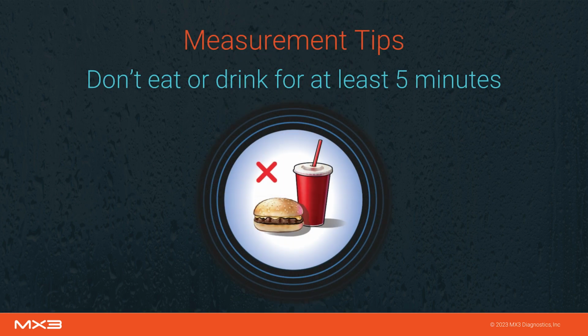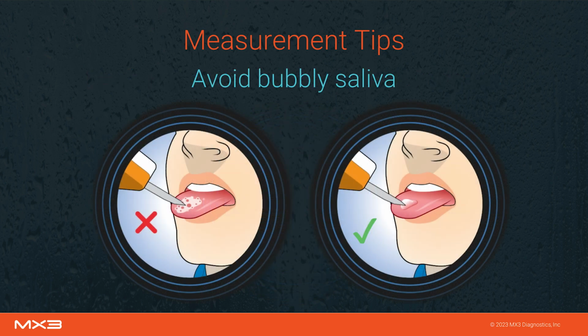There are a few important things to note before taking a measurement. Firstly, a user should not eat or drink for at least 5 minutes before being measured, as this may interfere with the measurement result. Secondly, when collecting the saliva sample, avoid bubbly areas of saliva or dry areas of the tongue. If there are no clear areas of saliva, ask the user to swallow all saliva in their mouth and generate a fresh sample.